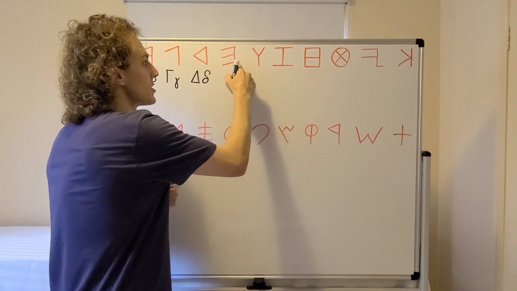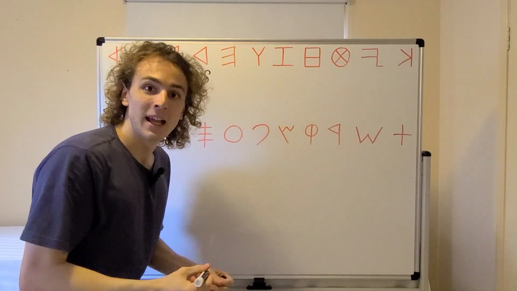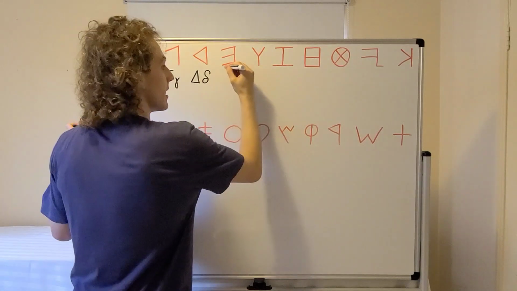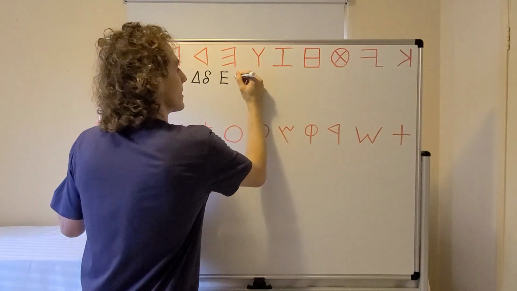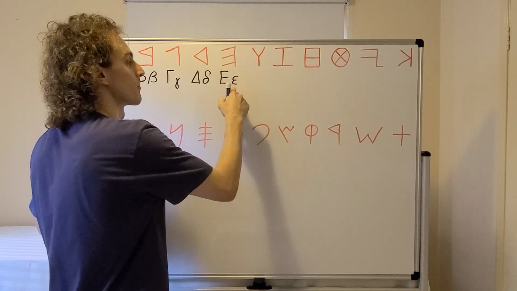The fifth letter in the Phoenician alphabet is He. He corresponds to the Greek epsilon. This is the uppercase epsilon, and this is the lowercase epsilon.